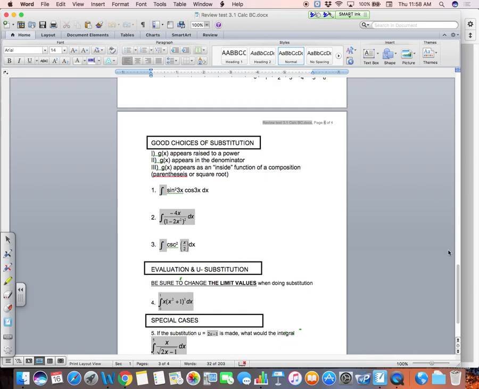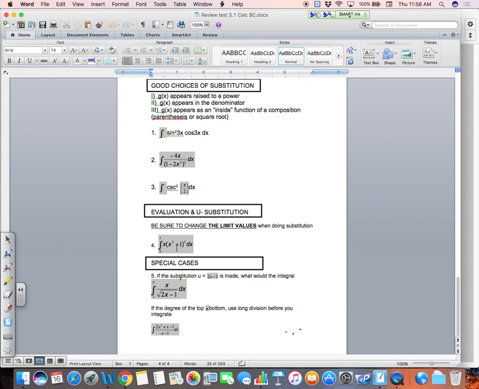Make sure when you're doing a definite integral that you change the values of the limits. Do not forget to do that. It is easy to do. Well, that one's easy.